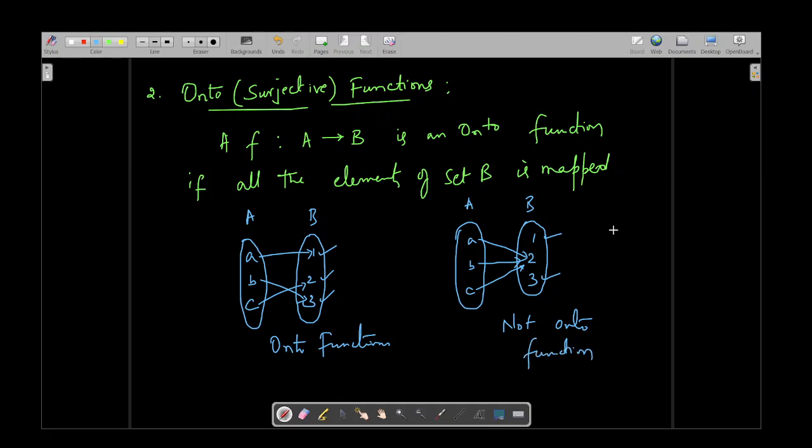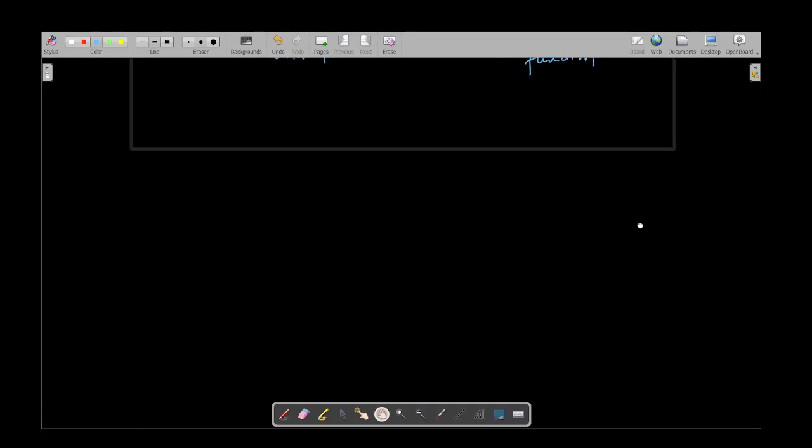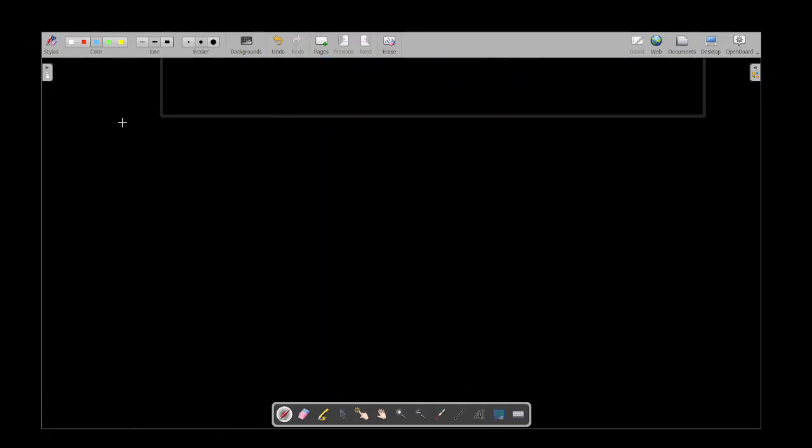We can call a function onto only if range equals codomain. If range is equal to codomain, then we can call such functions onto functions. We take the same two examples that we took in the previous video, that is f of x is equal to x, and f of x is equal to x square. We need to check whether both functions are onto under real numbers.